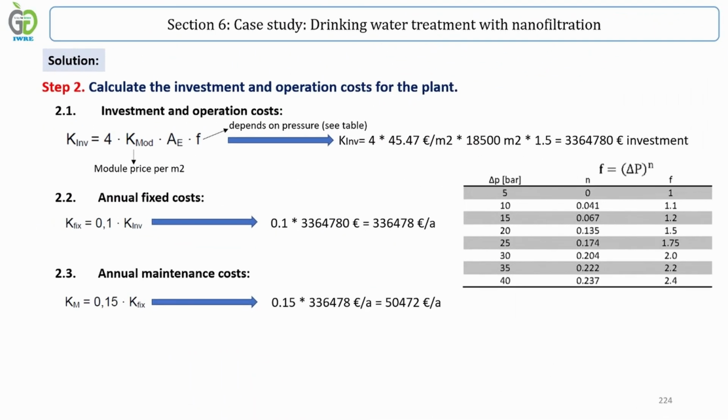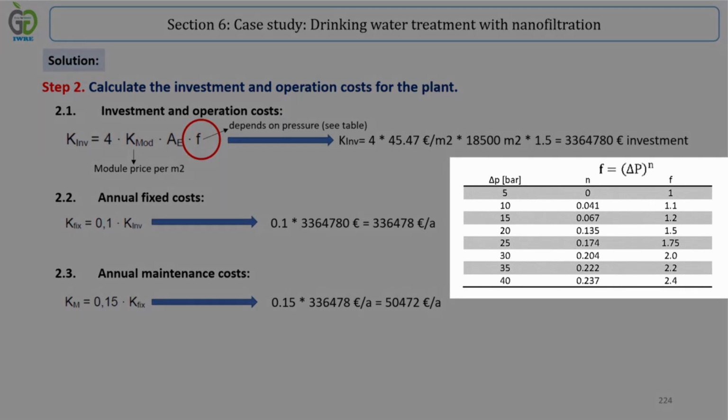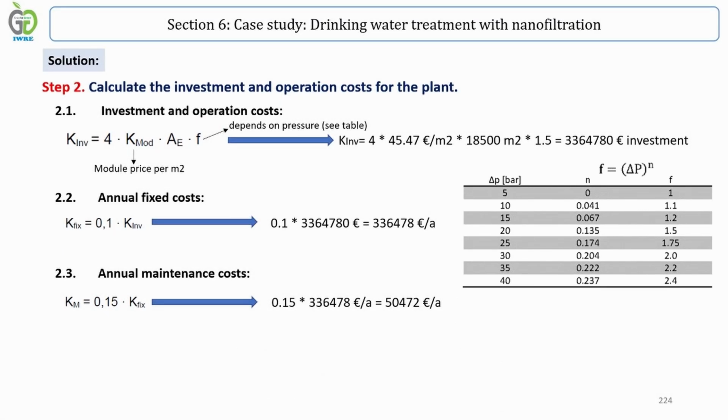In the second step, you can use these equations to calculate investment and operation cost, annual fixed cost, and annual maintenance cost. The module price for this case was €45. F is also a function of pressure and can be obtained from this table. €3,364,000 is estimated as the investment cost for this case, such that 1/10 of this is considered as annual fixed cost and 0.15 as annual maintenance cost.